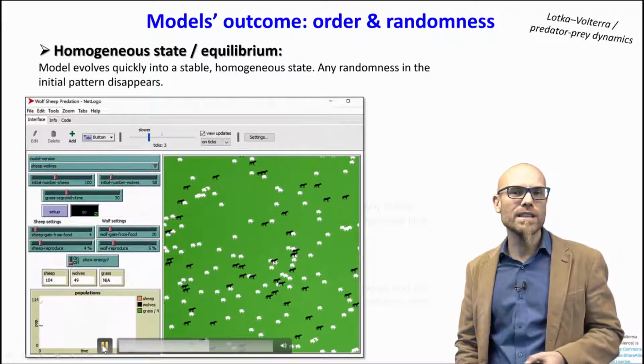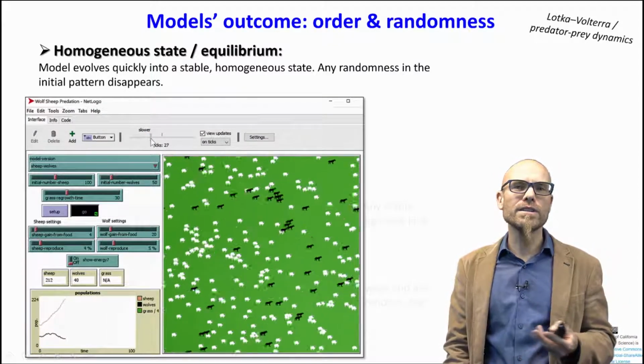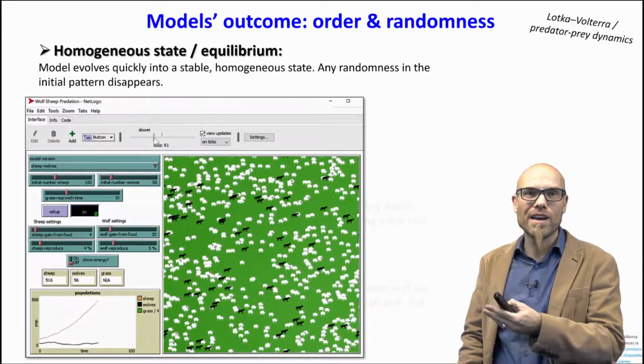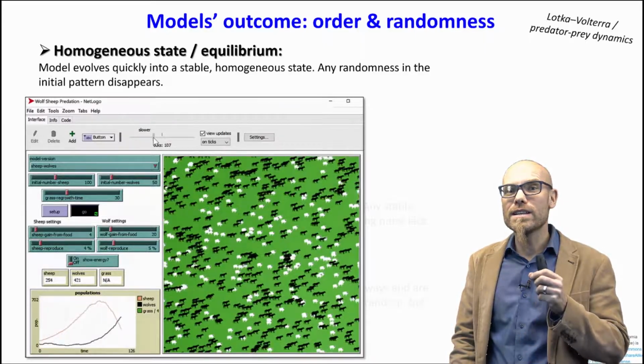Let's run it again to see if we get the same result. Again, our sheep start to increase. We have twice as many sheep as wolves. That's just how we set it up. You can play around with it. You will find it in the NetLogo library. The wolves increase. They almost kill the sheep.